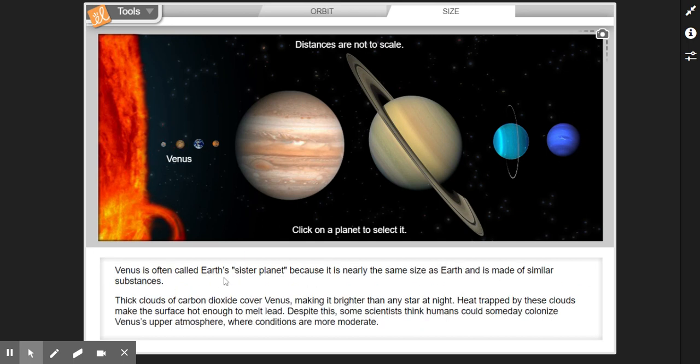Venus is often called Earth's sister planet because it is nearly the same size as Earth and is made of similar substances. Thick clouds of carbon dioxide cover Venus, making it brighter than any star at night. Heat trapped by these clouds makes the surface hot enough to melt lead. Probably not a great place to colonize.